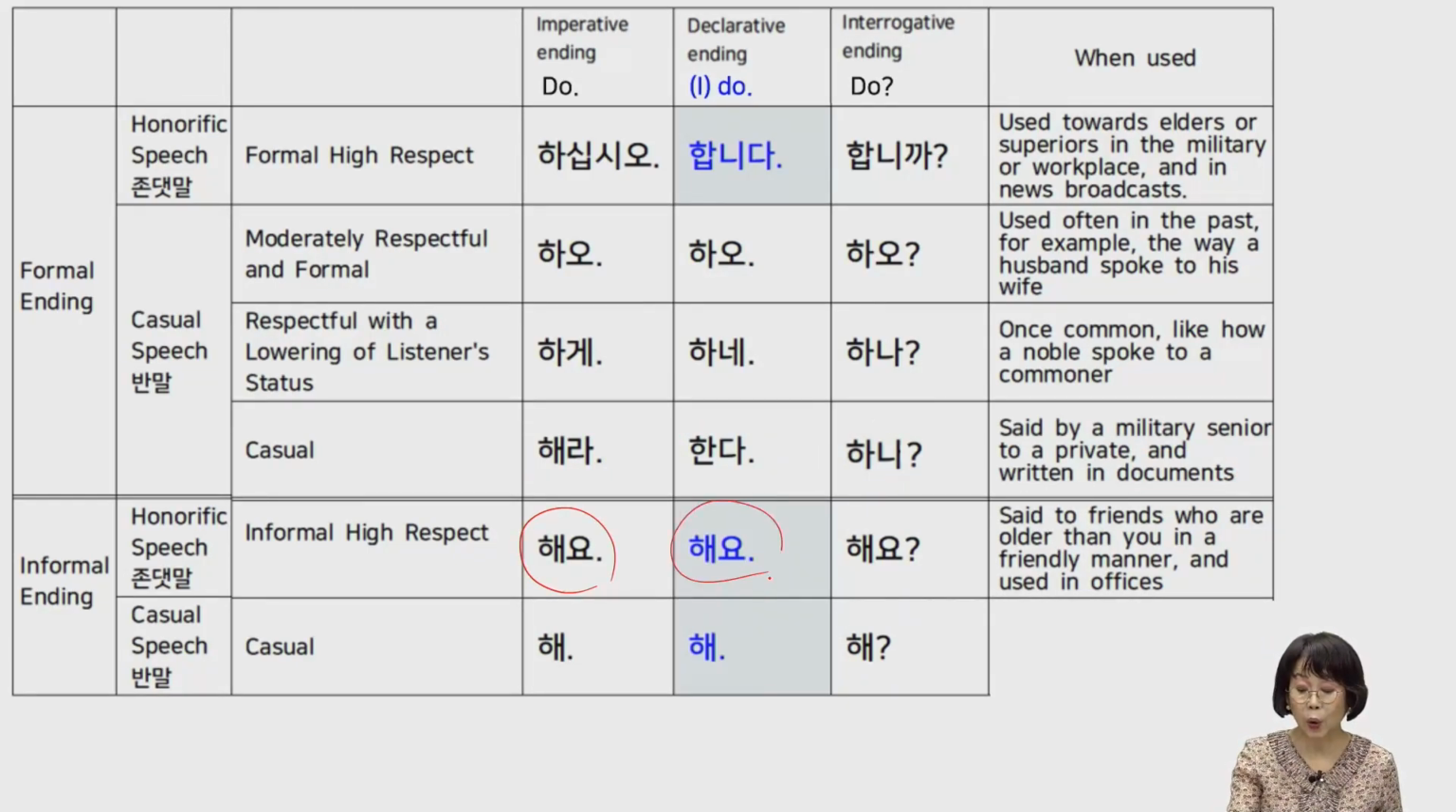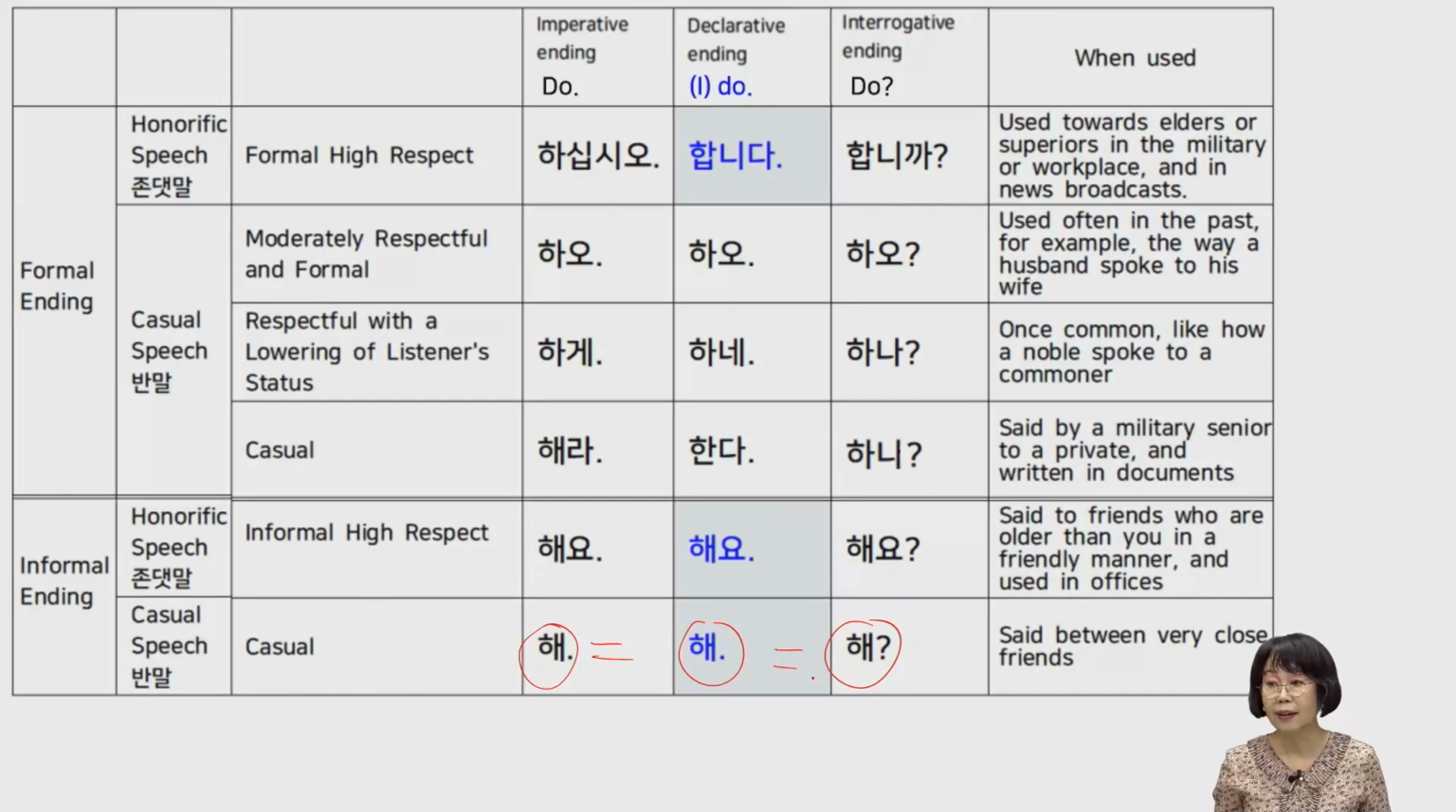해요, 해요, 해요. Same forms. They are said to friends who are older than you in a friendly manner and used in offices. 해, 해, 해. Same forms. They are said between very close friends.